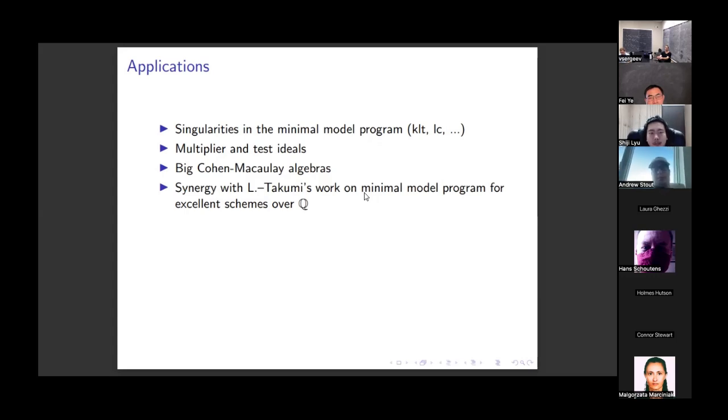So, for example, the Cohen-Macaulay algebras, I'm not aware of any other way to construct a nice enough Cohen-Macaulay algebra other than using our approximation method, right? And I have no idea how I would do that if you ask, because the original method is by reduction modulo p.